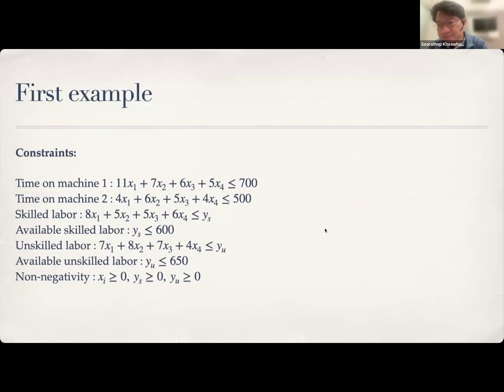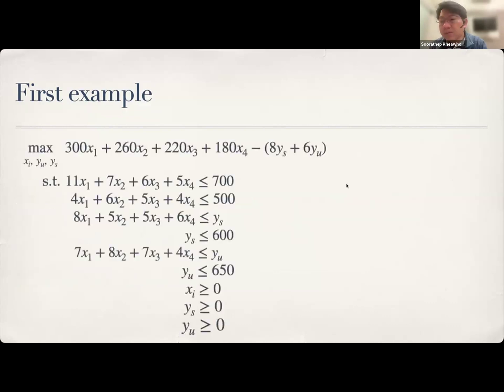Okay, so it is done. We write the optimization problem this way. We maximize this objective function by using these variables, okay? And we list all the constraints here, okay? And this is really important. Xi, YS, YU must be greater than or equal to 0, okay? This is the non-negative condition, okay?